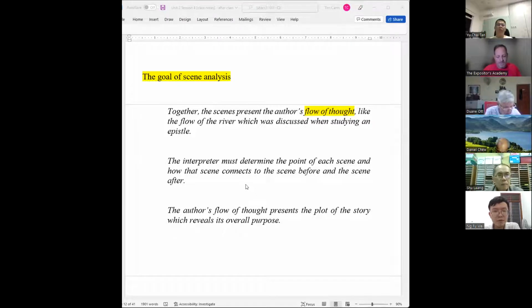So as we look at the scenes, that's what we are trying to understand and determine: what does that scene accomplish in the story? What is the point of that scene? How does it contribute to the author's flow of thought?